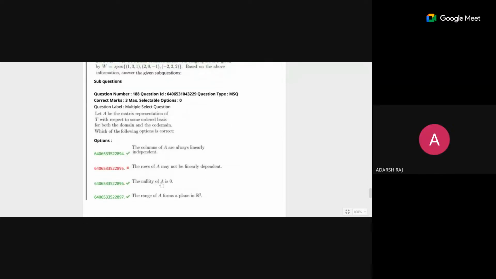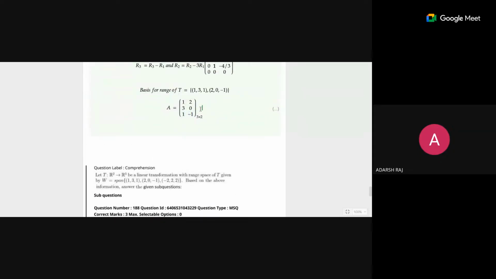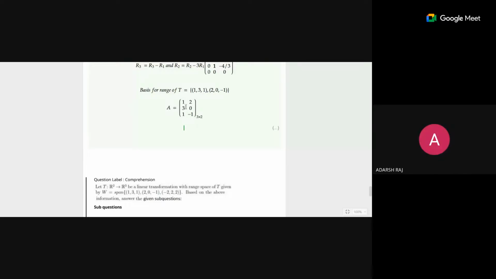And the nullity of A is 0. Nullity is what? Nullity is the number of free variables. How many free variables do we have? We have 0, right? No free variable.